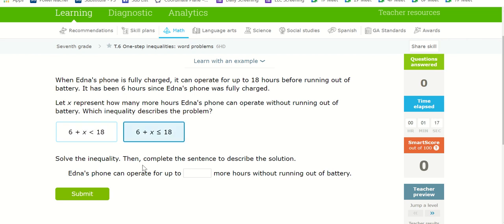Solve the inequality, then complete the sentence that describes the solution. So we subtract 6 from both sides. 18 minus 6 is 12. If this were a test, you would need to show that inverse operation. That one's simple enough, we can do it mentally, but some of these others I will write out. Edna's phone can operate for up to 12 more hours without running out of battery. There you go.